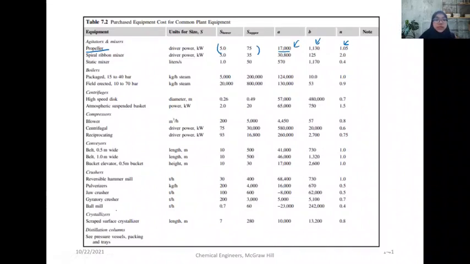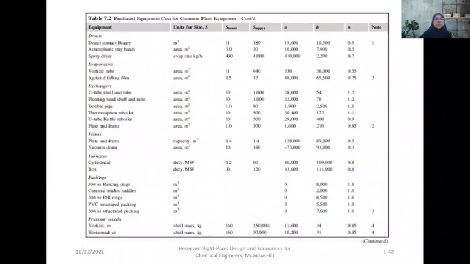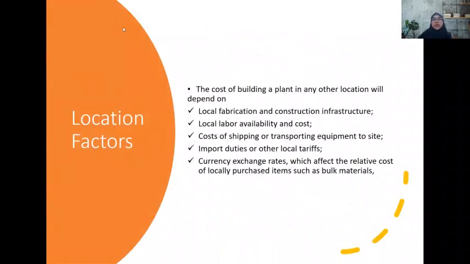The same goes for another equipment such as a crystallizer. So ensure the range of the size for your equipment, and if the lower is 7 and the upper is 280, you may use this value to be inserted into this equation.